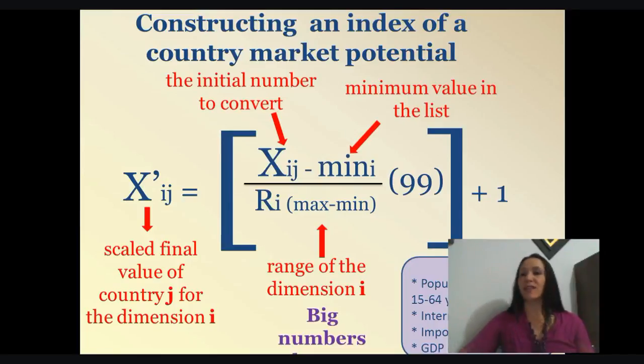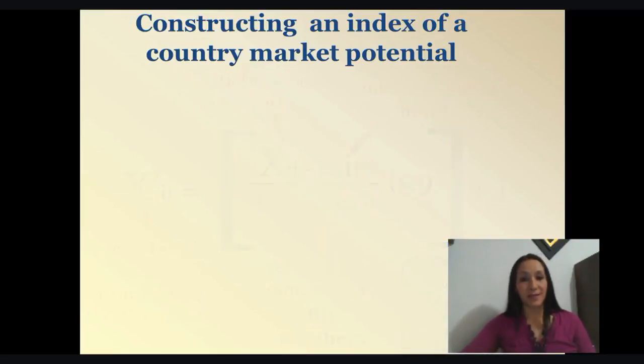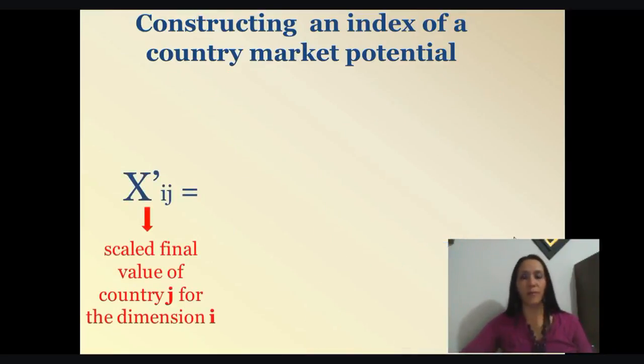It means, for example, when I need that the population is big, when I need the internet access is high, or the imports are high, or the GDP per capita is high. So I use this equation. The second equation has almost the same elements.